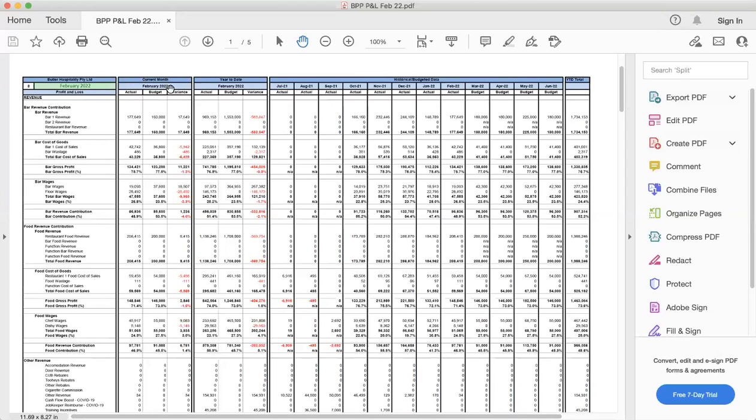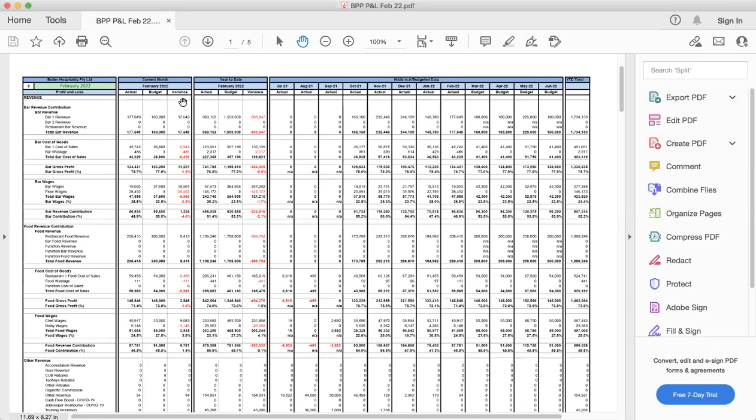If we move across one column to the right, we're looking at our current month, in this case, February 2022. Where it says actual, that is our actual data. So the revenue we've taken through our tills versus the expenditures or the costs that we've put out to run the business. Next to that is going to be our budget, which in this case is February's, and it will give us a variance at the end.